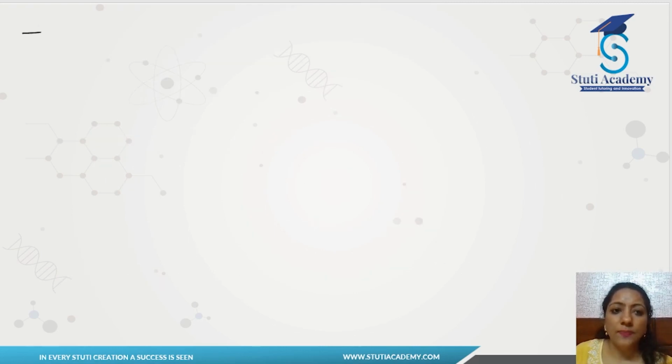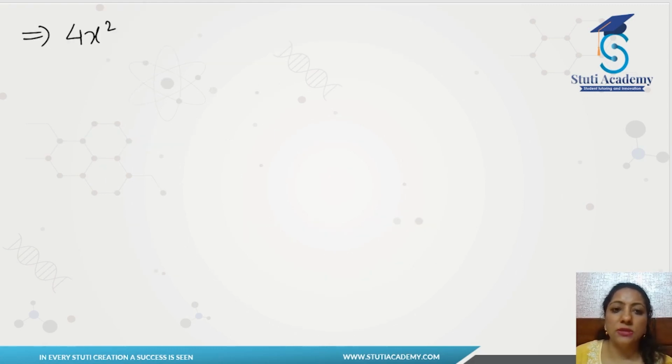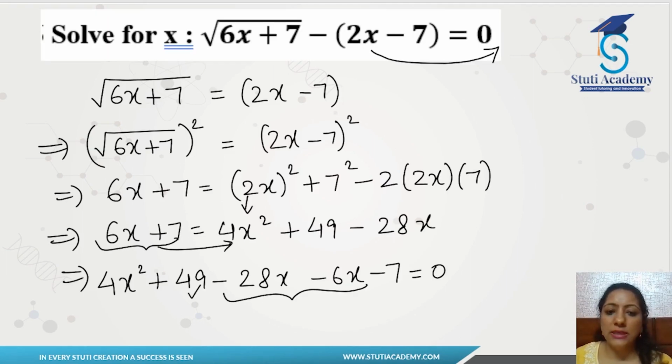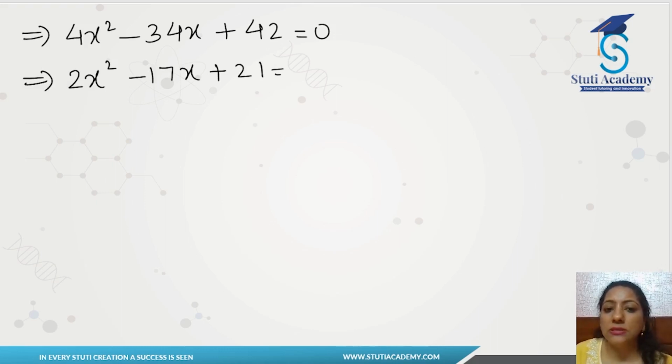Now this will give us 4x square and then we can combine these two and we'll get here minus 34x. 49 minus 7 will give us positive 42. As we can see here, we can divide this by 2. We'll write this as 2x square minus 17x plus 21 is equal to 0.